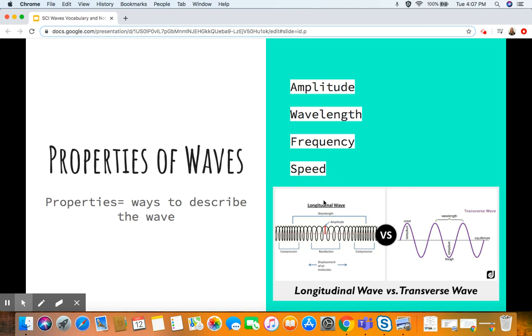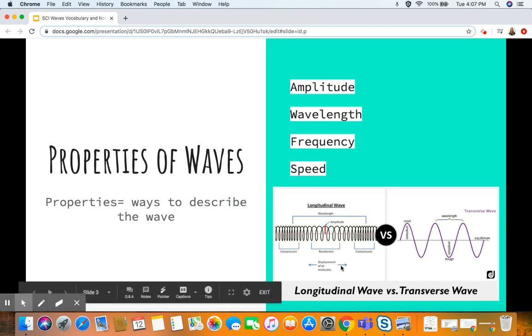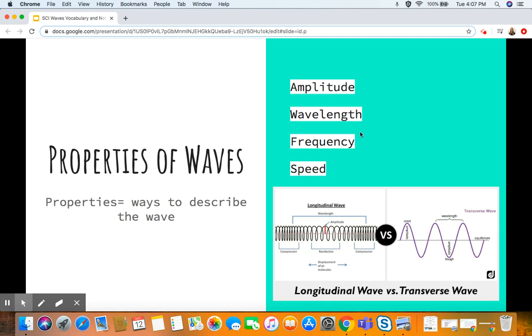In this picture here, you can see this is a longitudinal wave versus a transverse wave. So in the picture, try to identify, where do you see these words come up on the picture? I will give you a moment to find them.